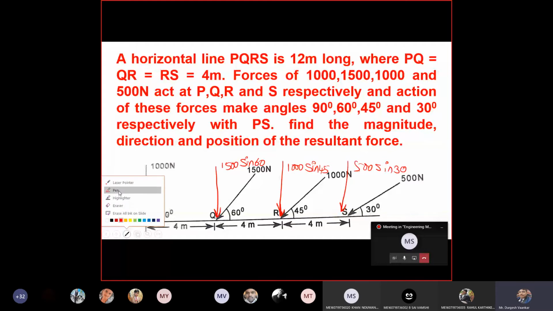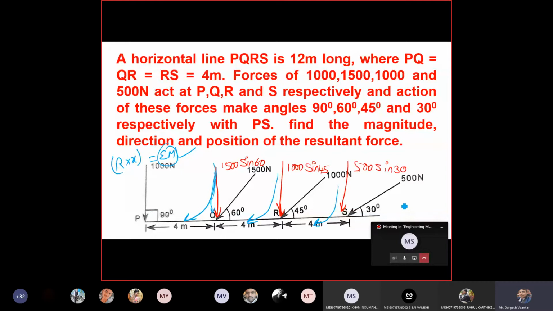Now my question is, no one is asking me this. I have written R into x equal to summation of moments. We have calculated all of them. I want to bring these forces to point P, because I have written clearly I am taking moments about P. So I have to bring all these forces to this point, then it will rotate like this, which is clockwise direction only. For clockwise direction, I have taken in the last class a negative sign. Now it is clear.